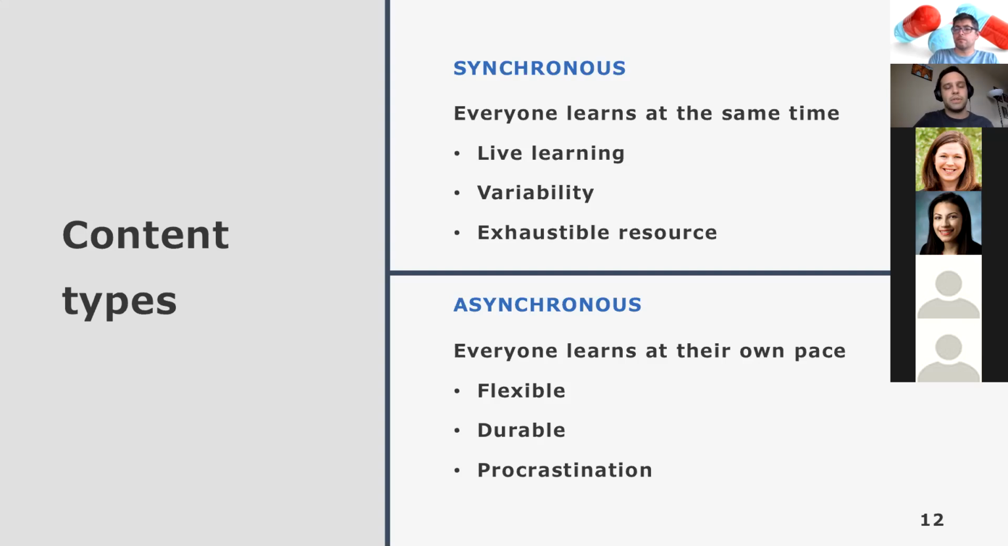If I present something one way for one session, a group of learners may understand it perfectly well. And then if I present that same thing in a slightly different way, that same group of learners may not understand the take-home messages as well the next time. The other downside to synchronous learning is that it is an exhaustible resource. You only have so many hours in the day. You can only present so many live lectures. You can only talk for so long.